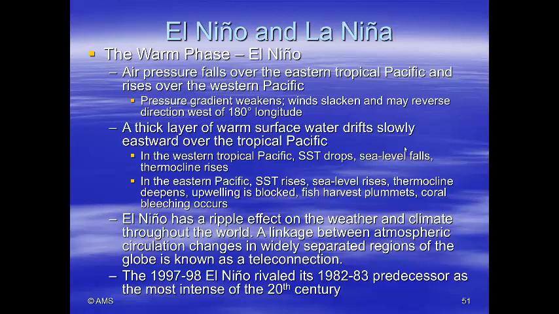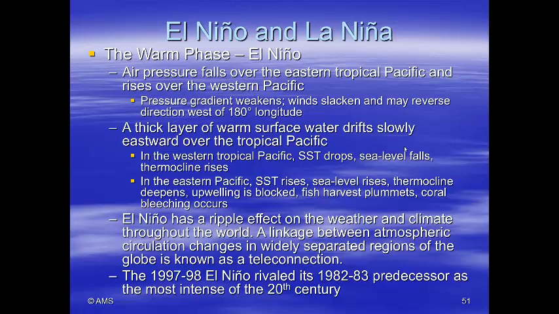In the western tropical Pacific, sea surface temperature drops, sea levels fall, and the thermocline rises. And in the eastern Pacific, sea surface temperature rises, sea level rises, and the thermocline deepens. Upwelling is blocked, fish harvests plummet, and coral bleaching occurs.